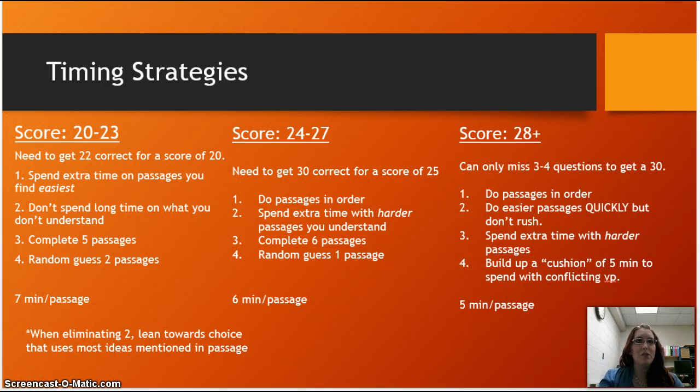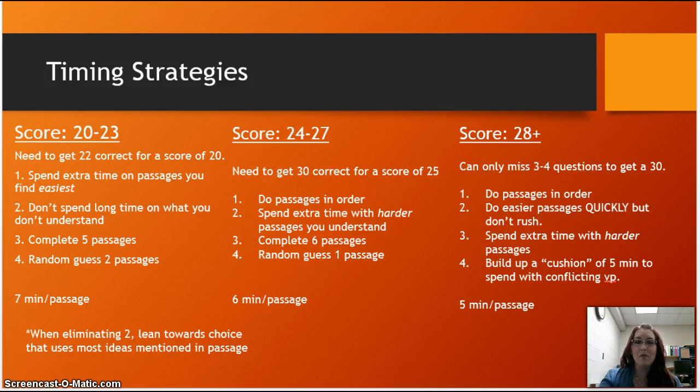I suggest you spend most of your time on the easier portion of the test, which is the first half. Answer the questions you do understand. Don't spend a lot of time on questions you do not understand. If you want to get a score between 24 and 27, you're going to spend more time on the second half of the exam, which is the harder portion. You're going to need to do at least 6 of the 7 passages. You can random guess on 1. This puts you at about 6 minutes per passage.